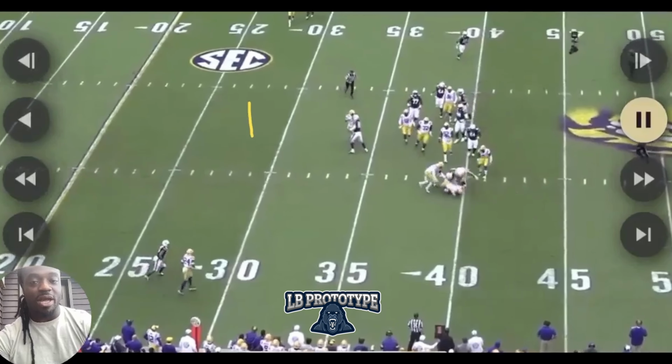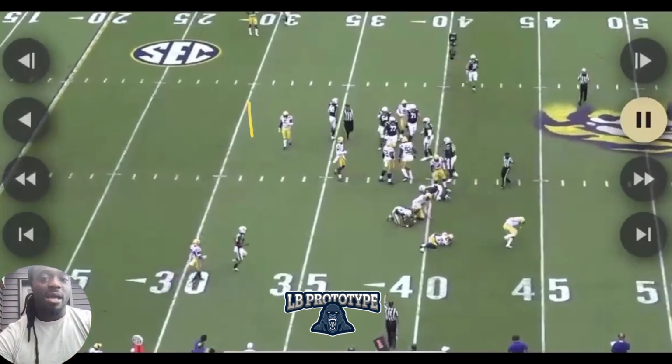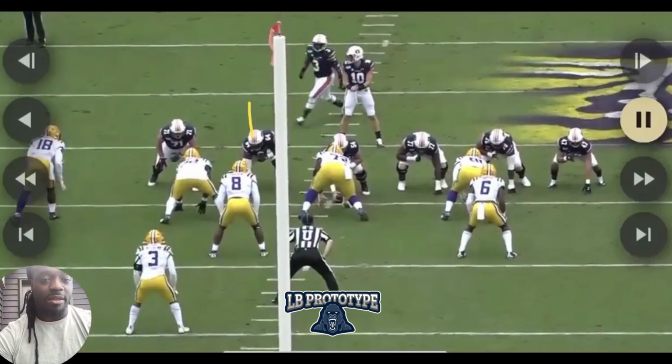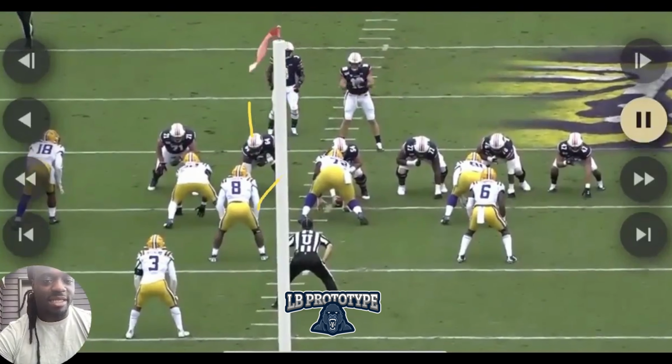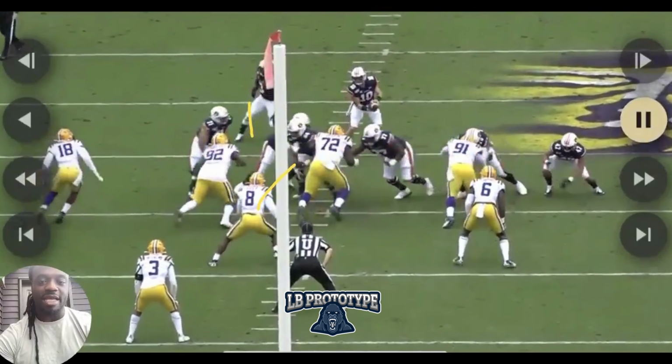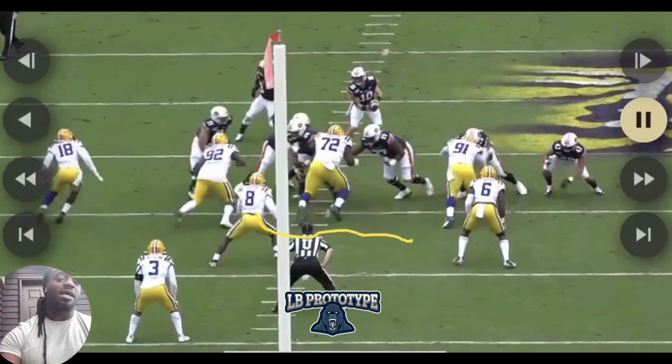And then the reason why you have to understand, and you can see it here. Let's watch number 8. Right. We're watching number 8. Let's say he has the A gap. Right. The second he pulls, where's the A gap? 92 has it. So he has to follow his guard. He has to follow the puller. So his job right here will always be to follow the puller. He's gonna have to follow the puller to make sure he gets on the other side.